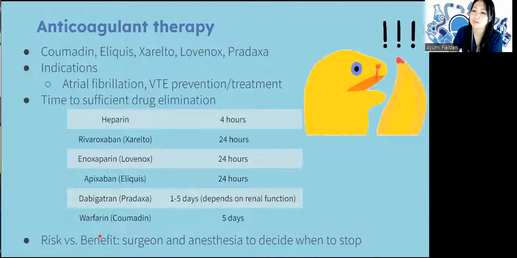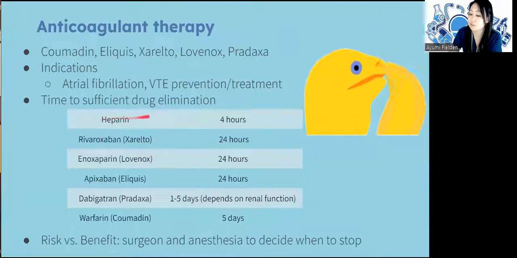Anticoagulant therapy is the same way, like your Coumadin and Pradaxa. A lot of patients take those medications, right? Indications are AFib, and VTE prevention and treatment. Time to sufficient drug elimination is listed here. For important ones, heparin. That's your inpatient surgeries, right? The patient coming from the inpatient unit on a heparin drip typically holds about 4 to 6 hours to eliminate the drug from the system, so the patient won't bleed out. But again, it is risk versus benefit.